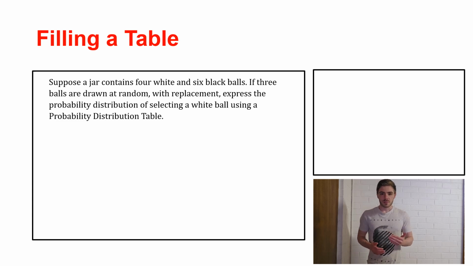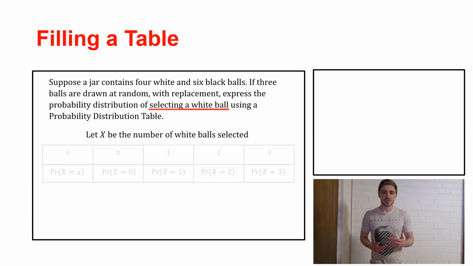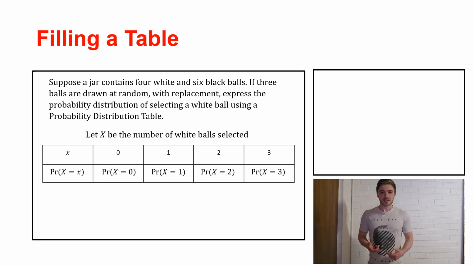But before we can do that, we have to figure out what variable it is that we're actually tracking. And in this case, it's the number of white balls that are drawn from the jar. Now that we know what we're tracking, let's figure out the possible outcomes of the scenario. In this case, you're going to draw anywhere between 0 and 3 white balls. Now that we know that, it's time to find the probabilities.